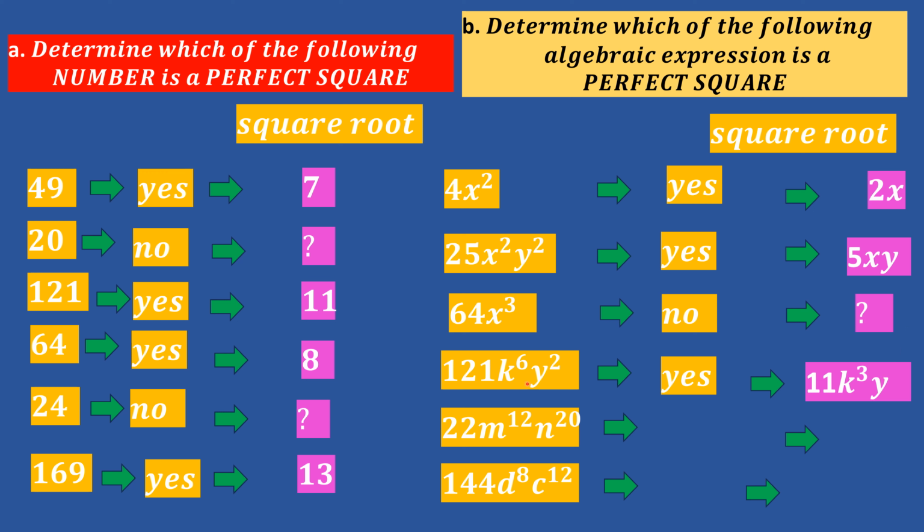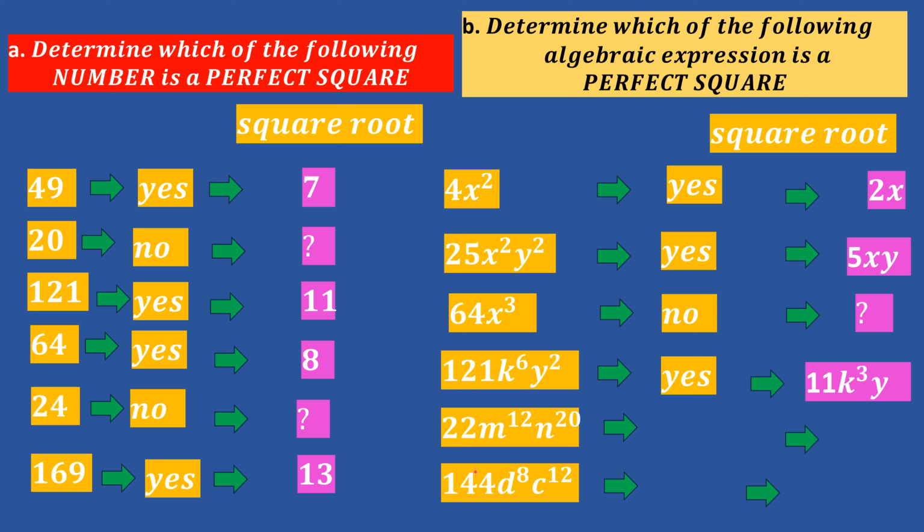For k to the 6, we always divide the exponent by 2 to get the square root of a variable expression. So 6 divided by 2 will give us k to the power of 3, while y squared, with 2 divided by 2, will give us y to the 1.